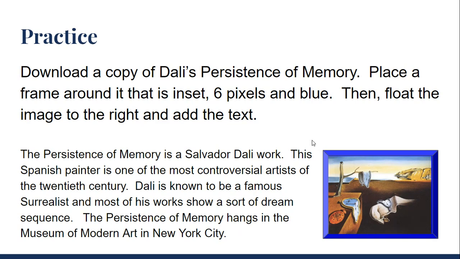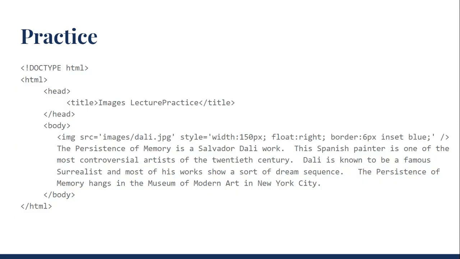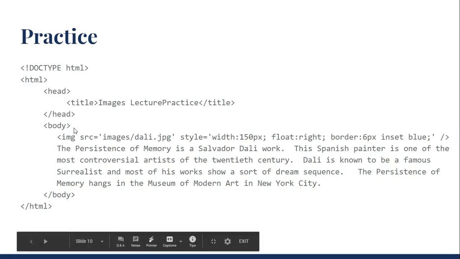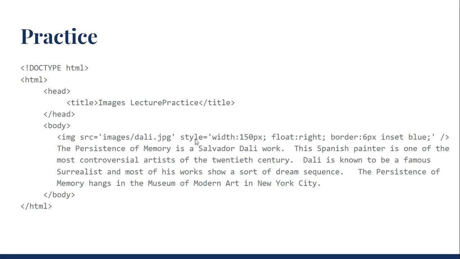Okay, let's see the answer. You'll see here that we've got the image set up. I put the file inside of my images folder, so it was dolly.jpg. I set the style to be a width of 150 because I had found a much larger picture. I floated it to the right, and then I set the border to be 6 pixels inset and blue. And then here's the text, remembering that the text has to come after the image if we want the image to work properly.